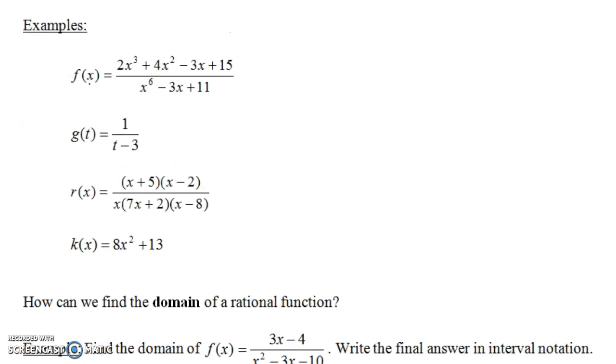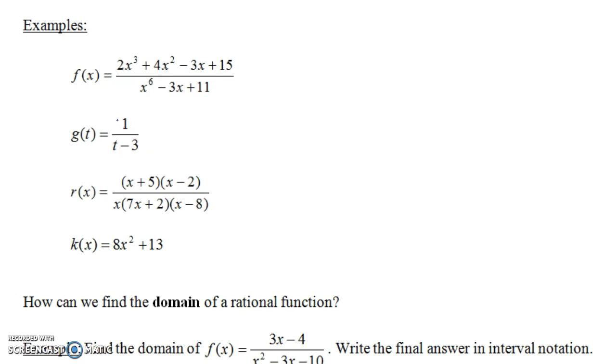The first one here, f of x, is clearly a rational function. We have a degree 3 polynomial up here and a 6th degree polynomial down in the denominator. Right? So it's a polynomial over a polynomial. Now the next one, I've called it g instead of f, and I've used a different variable, t, instead of x, but this also is a rational function.